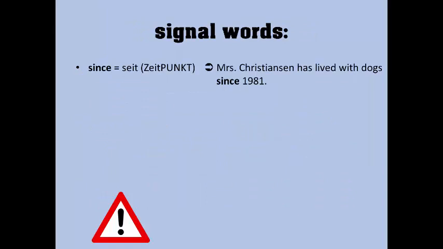Now, to help you find out when to use the present perfect in a sentence, there are some signal words. So if you find one of these words in a sentence, you can be sure that you need the present perfect. The first signal word is since. For example, Mrs. Christiansen has lived with dogs since 1981. We use the word since to talk about a point in time. Here, the year 1981.